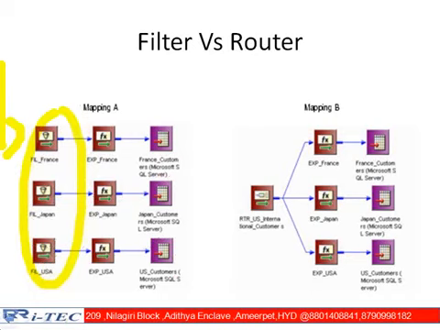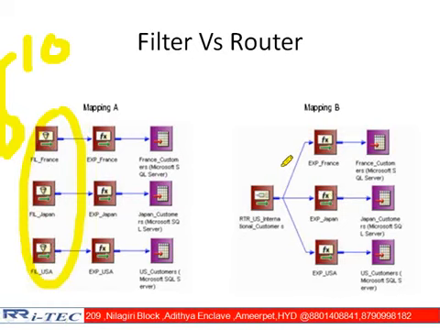One problem is this: the source is available, right? From the source to each filter, it extracts the data three times. Suppose 10 records are available. 10 records will be extracted for this one, 10 records for this one, and 10 records for this one. That means in total, how many times is it reading the records from the source? 30 times it is reading.